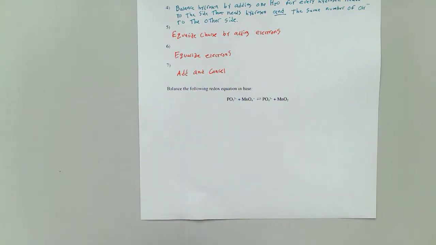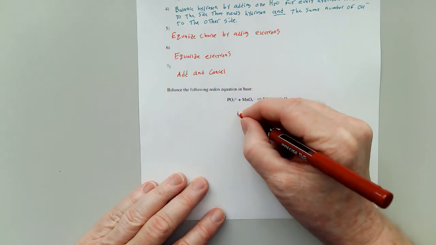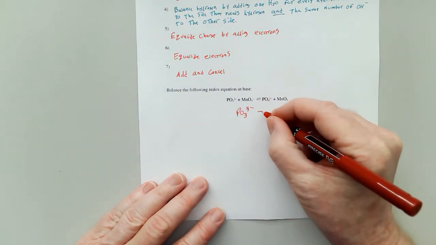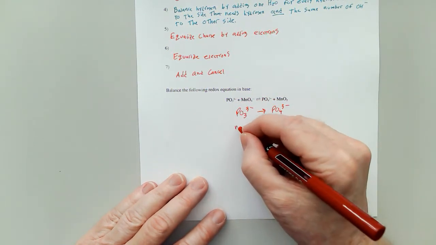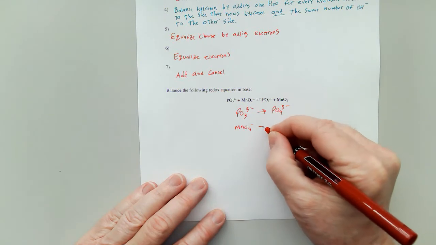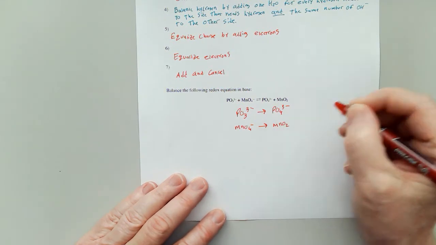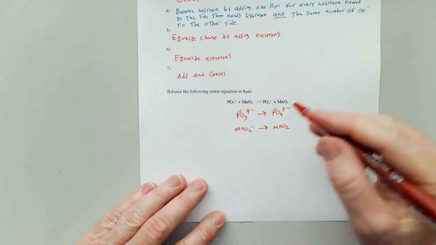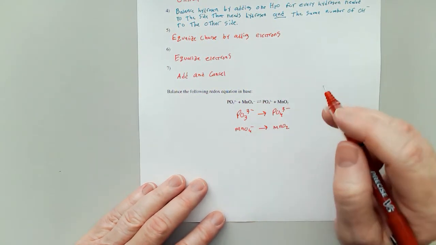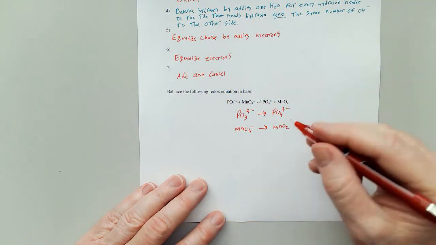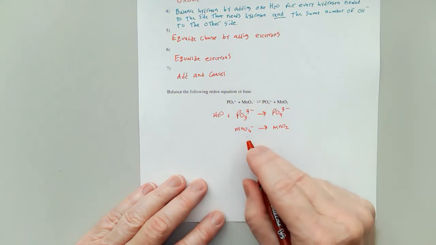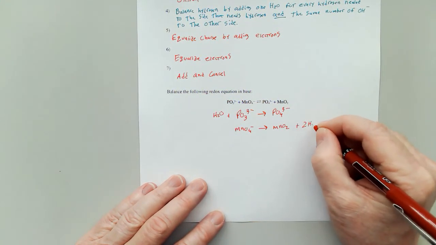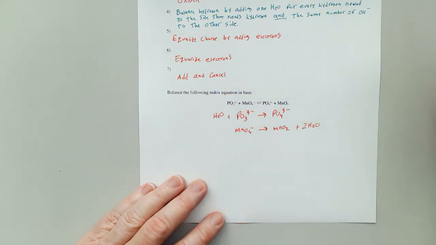Okay, so let's do an example here. PO3 3 minus becomes PO4 3 minus. And MnO4 minus becomes MnO2. That's step 1. 1 phosphorus, 1 phosphorus, 1 manganese, 1 manganese. That's step 2. 3 oxygens here, 4 there, so I'm going to need a water over here. 4 oxygens and only 2, so I'm going to need 2 waters. Okay. Everything up to that point has been exactly the same as it was before.